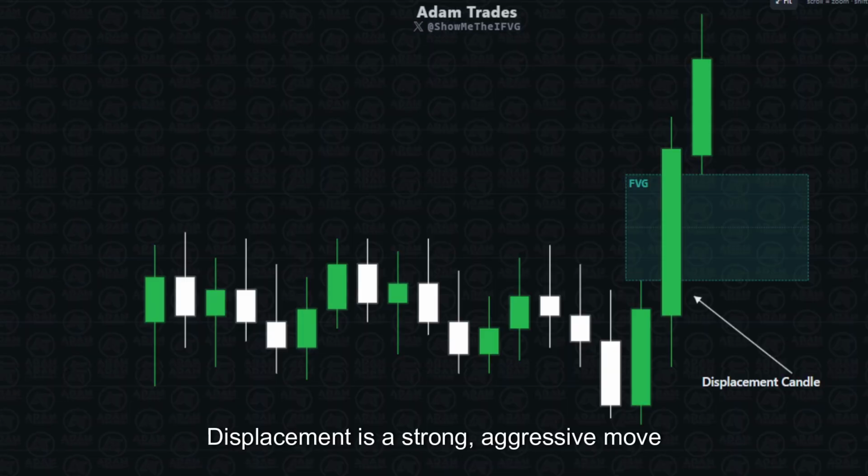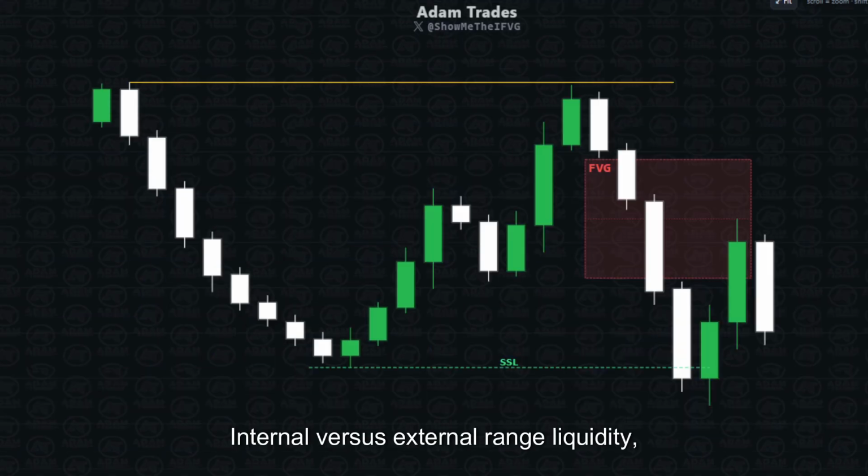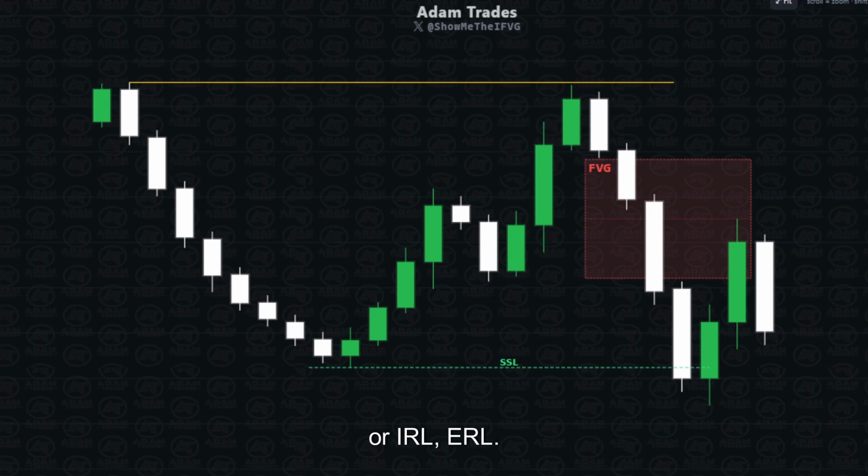Displacement is a strong, aggressive move that leaves an imbalance behind. This matters because it's the footprint of institutional intent and validates a fair value gap or structure break as legit rather than just noise. Internal versus external range liquidity, or IRL, ERL.